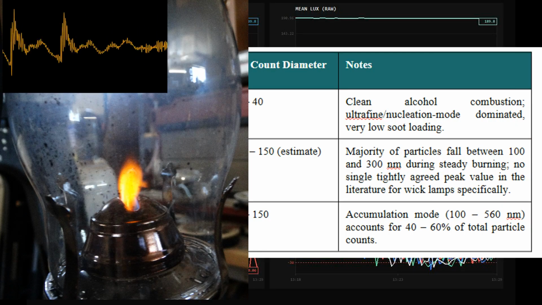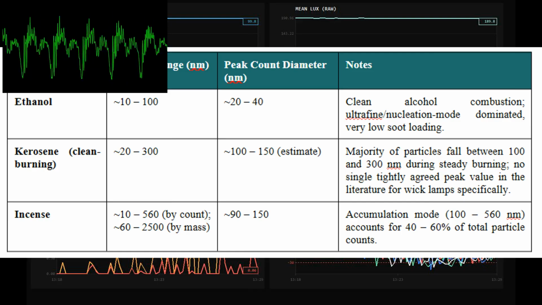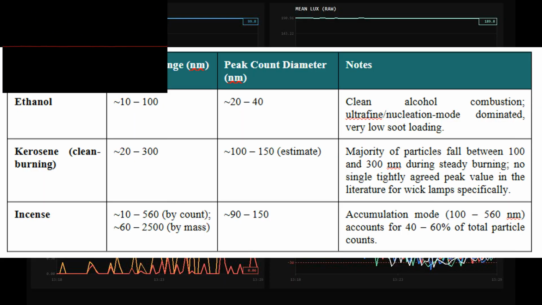The first set of information we have is ethanol. Ethanol burns very clean, very low soot. Particle range was between 10 and 100 nanometers, but we can expect something between 20 and 40 nanometers. Let's see how the meters respond.